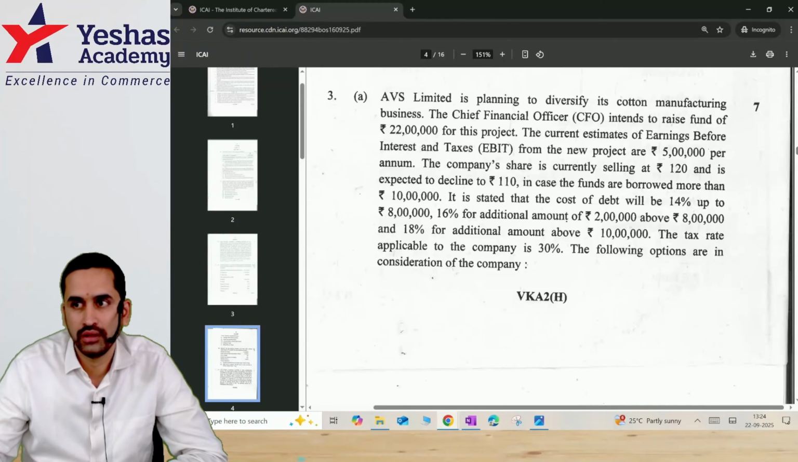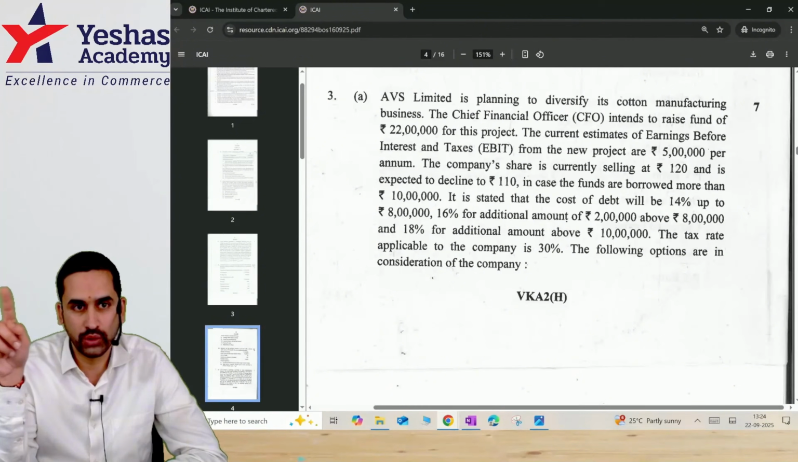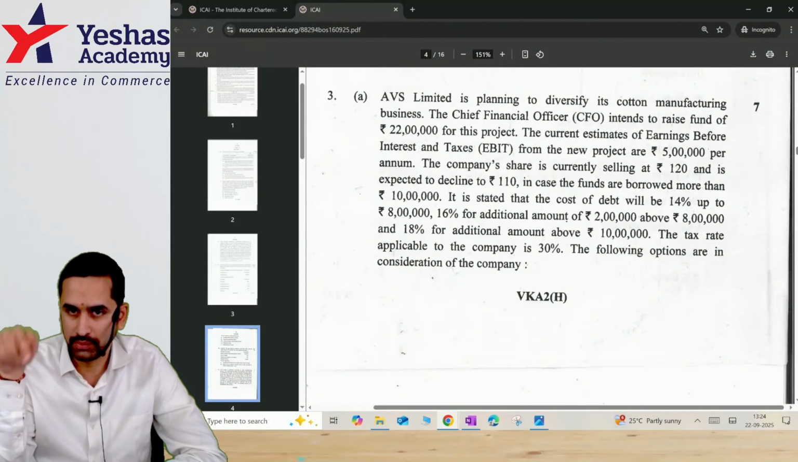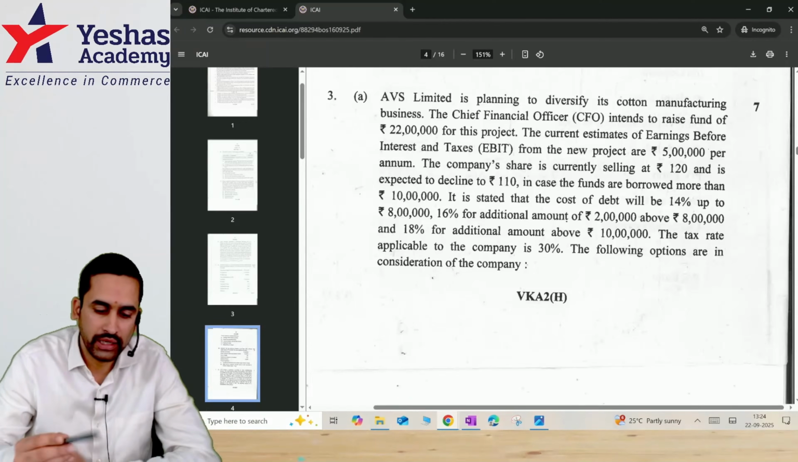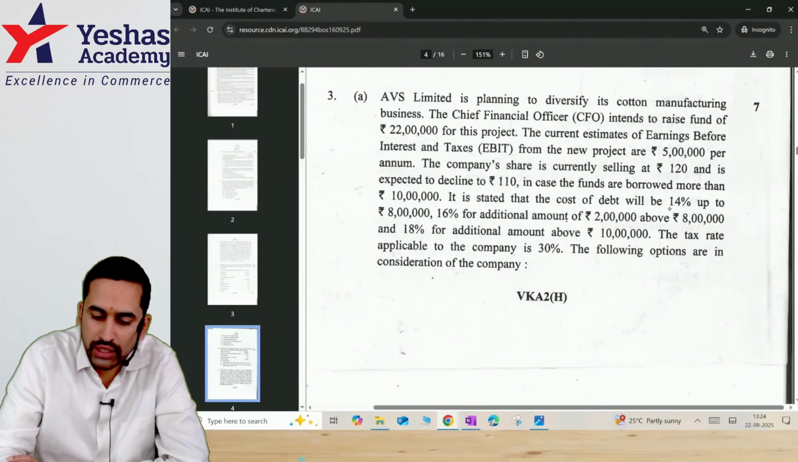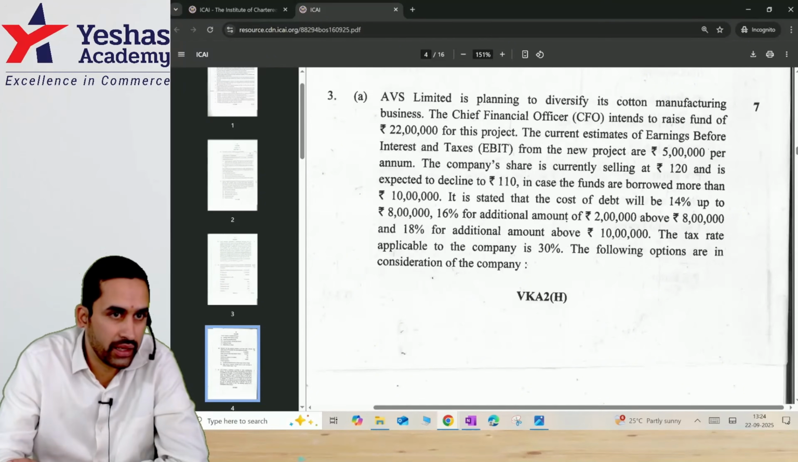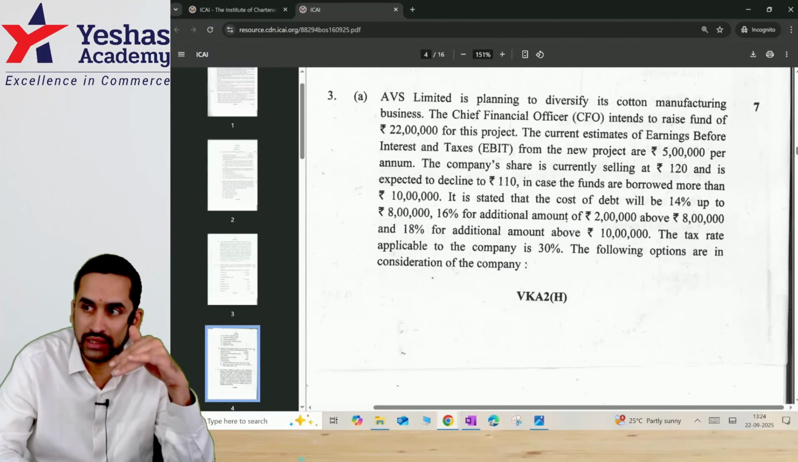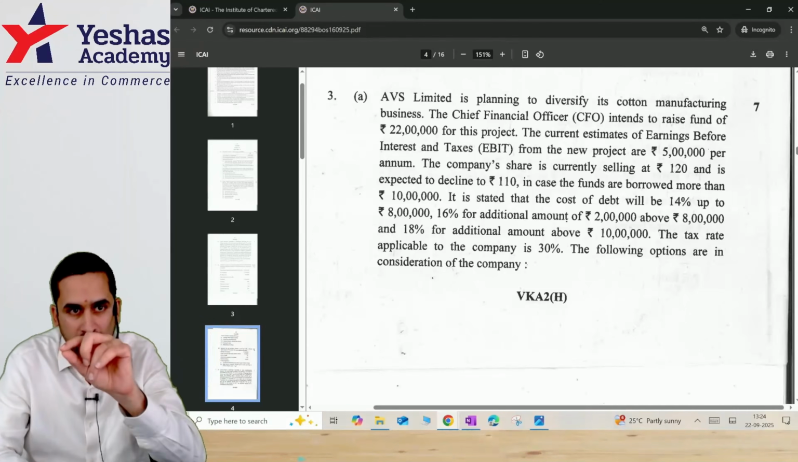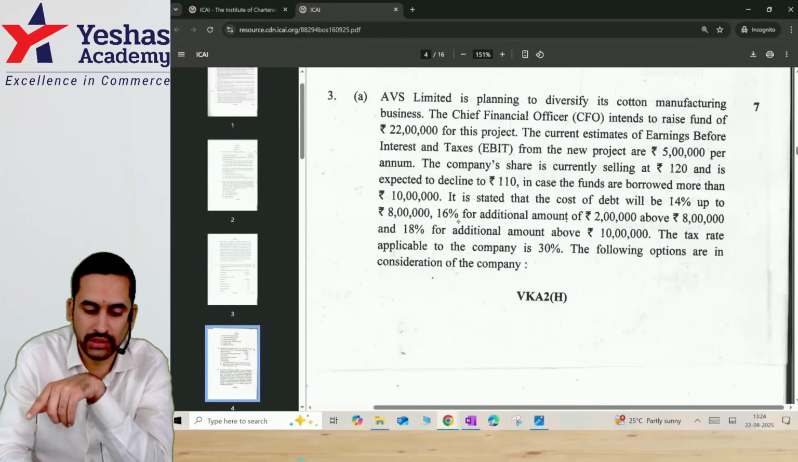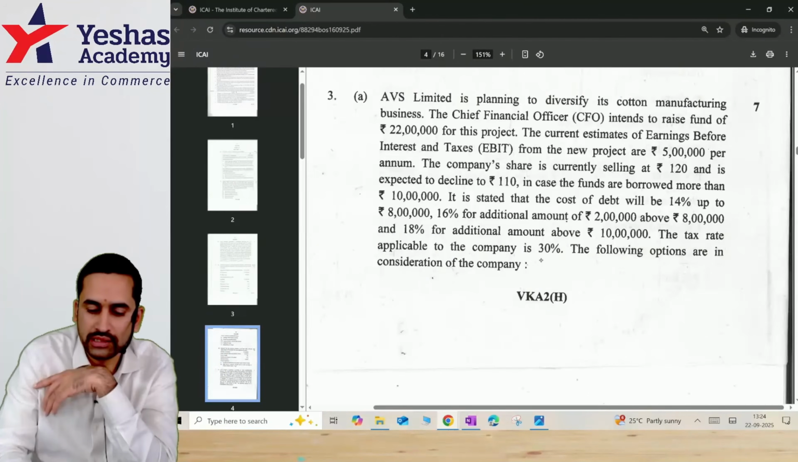Exact language. There are questions in part B, risk and leverage. As of now, share is sold at 200. If you borrow more than 10 lakh rupee, it will come down to 160. Similar sum is there. Read this. It is stated that the cost of debt will be 14% up to 8 lakh, 16% for additional 2 lakh, and that is above 8 lakh, and 18% above 10 lakh. You have done many questions with stepwise interest calculation. First 8 lakh into one rate, next into 16%, and one more. The tax rate is 30%.